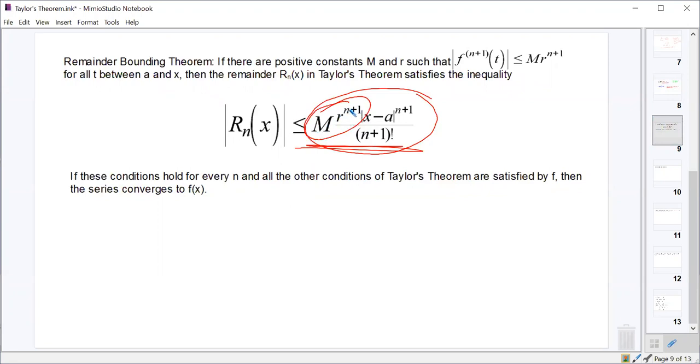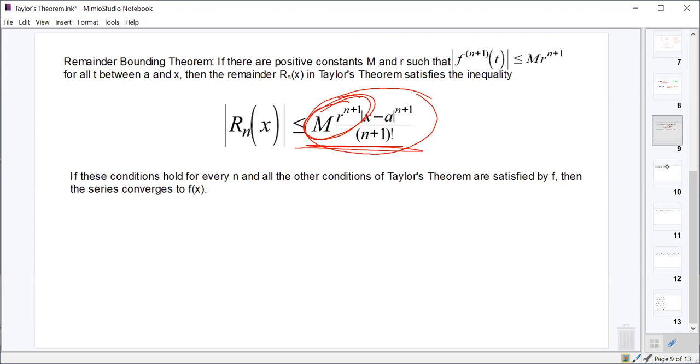Right? Well, this r to the n plus 1 is adding more exponential growth. So as long as this piece does not add more factorial growth, something that is going to cancel out with this factorial growth, then I'm guaranteed that my series converges for all real x.